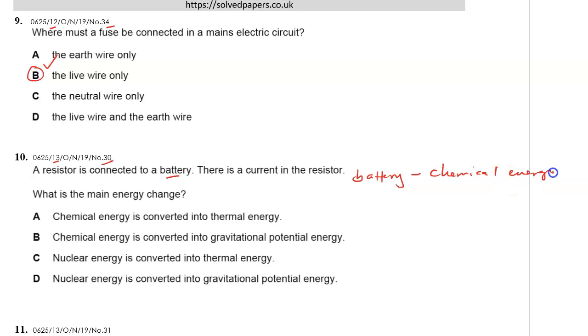Chemical energy in the battery. And we know that when current is flowing in the resistor, it becomes hot. Alright? So when the current is flowing, the resistor converts electrical energy to thermal energy.